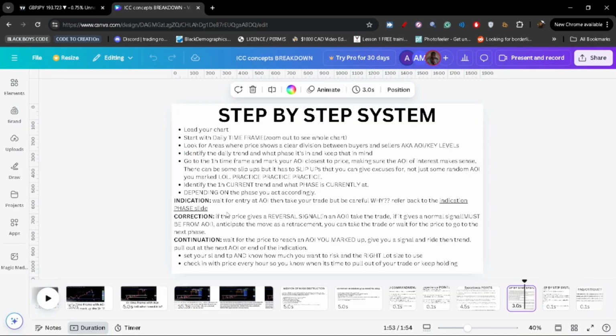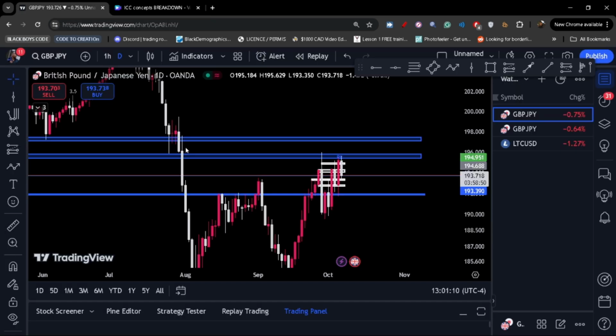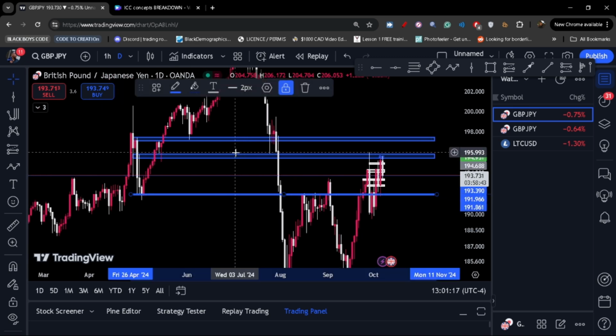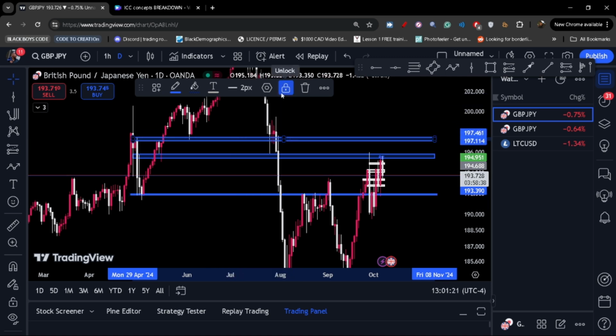The next step is to mark your area of interest. In this case here, this is my area of interest in the daily time frame. This first area of interest, the second area of interest, or the third area of interest. You could also call these key levels if you want to call them key levels. It really depends on how you want to interpret it, but at the end of the day, you have to understand the concept, right?